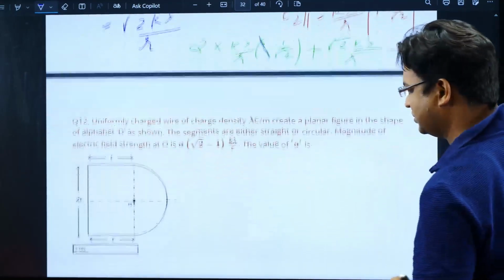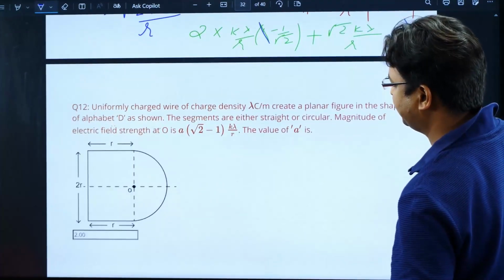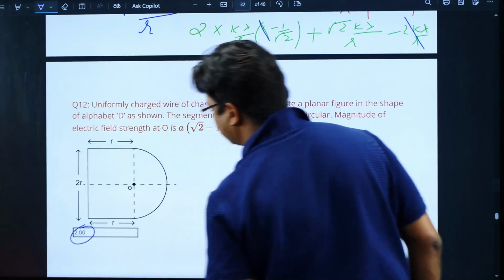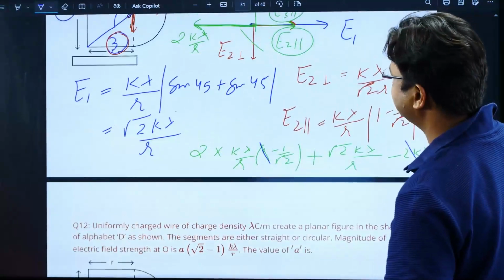So the value of a should be 0. It is given 2 here. Let me see.